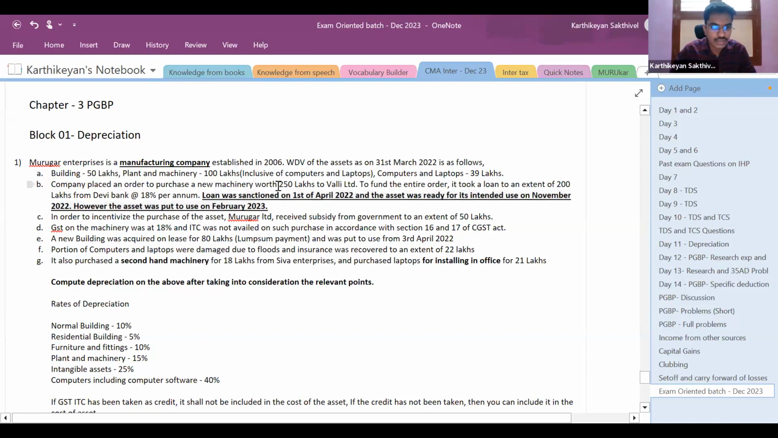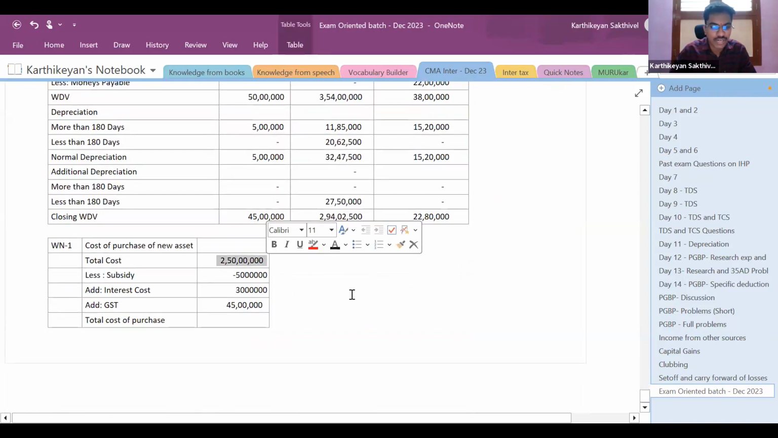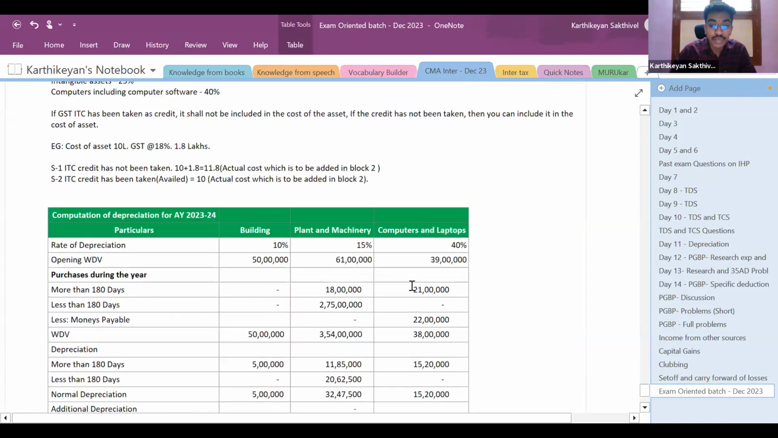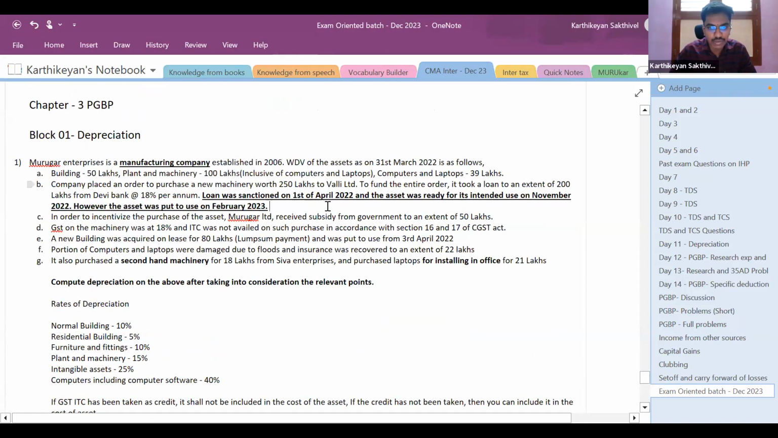So first, the purchase cost of the machinery is 250 lakhs. Let's put that first. Now we need to see what the interest cost is. Correct? Interest at the rate of 18% per annum. From which date till which date should I take?